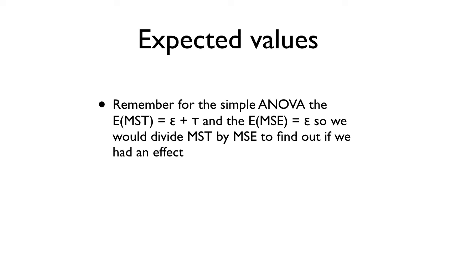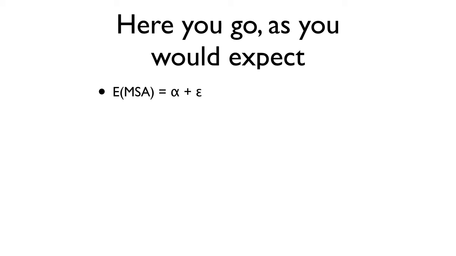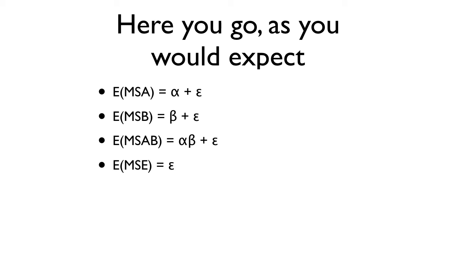We're going to do something exceedingly similar here for the factorial analysis of variance. So we have to have something for mean squared A, mean squared B, mean squared AB, and of course mean squared error. So we have to get what the expected values are, and they're not going to surprise you. The expected value of mean squared A is variance due to A, alpha, plus epsilon. The expected value of mean squared B is beta plus epsilon. You can probably guess that the expected value of mean squared AB is alpha beta plus epsilon. And of course, the expected value of mean squared error is error.